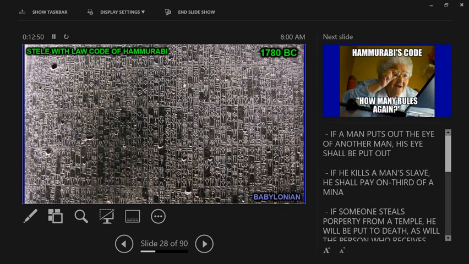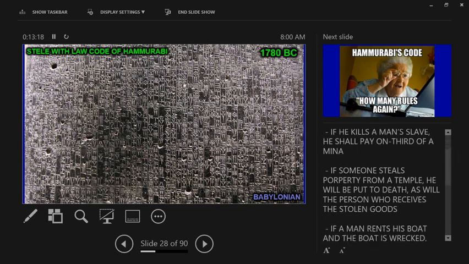Now let's take a look at the code. There's lots of laws in here, and this stele is famous for some of the laws that are in there. The most famous being, if a man puts out the eye of another man, his eye shall be put out. So the law or the rule of an eye for an eye comes from the stele of Hammurabi.